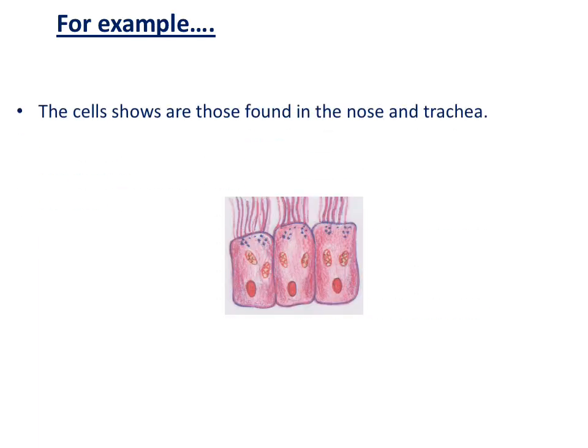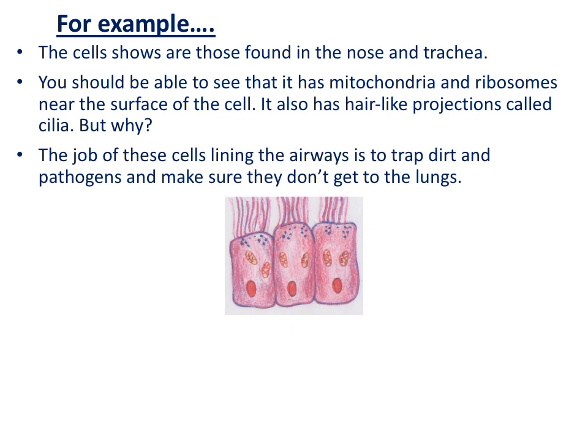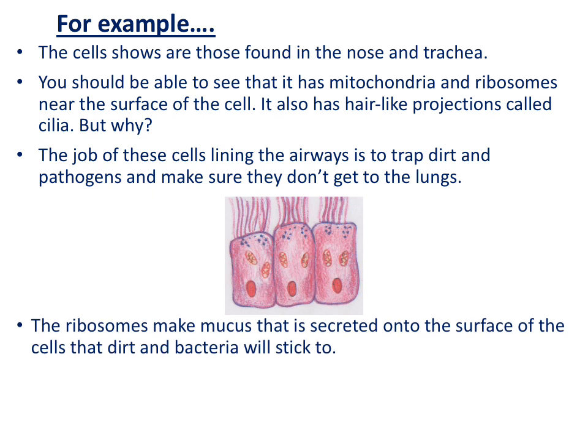So the first one we're going to look at is found in the nose and trachea. So they're really, really important. You should be able to see that it has mitochondria and ribosomes. If you look at the organelles inside the image, you can see that we've got mitochondria and ribosomes. It also has hair-like projections called cilia. That's literally what the hairs look like at the top of the image. What these do is line your airways and trap dirt, trap pathogens and trap things that we don't want going down into our lungs.